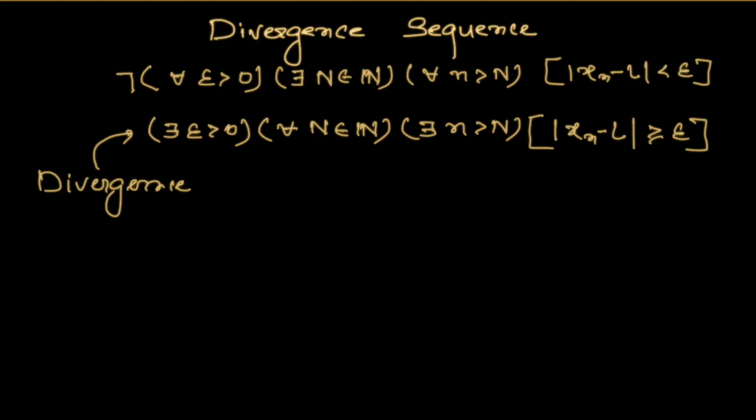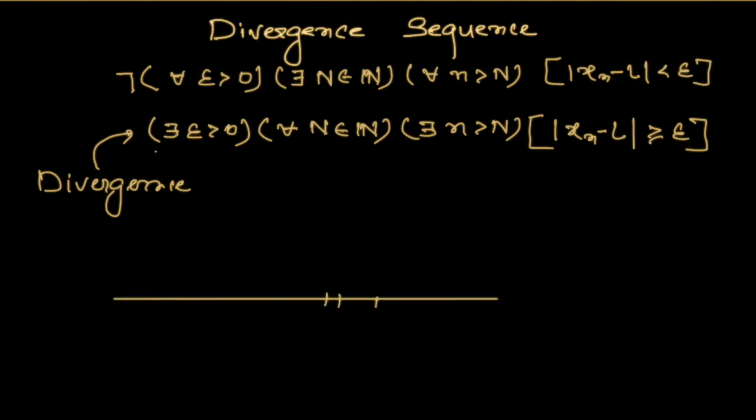Let's try to understand this complicated statement, what it says. It says that there exists epsilon greater than 0. It means that you have to find some epsilon such that for all N belonging to the naturals, no matter what natural number you take, you will always find a term xn, a natural number small n, such that the distance of xn to L, |xn minus L|, will be greater than or equal to epsilon.